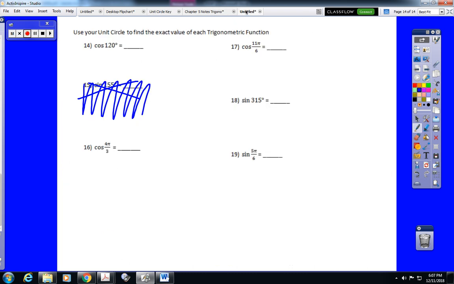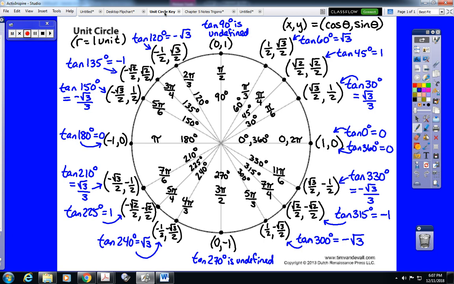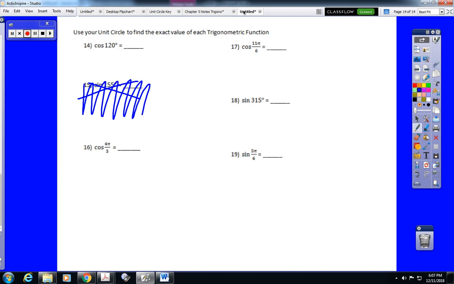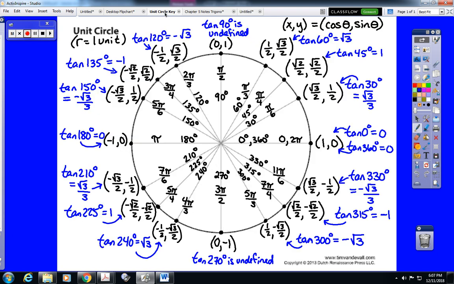Well, the cosine of 120 degrees. So we go to the unit circle, we find 120 degrees, we go out, and the cosine is the first number in that point. So the cosine would be negative 1/2. Cosine of 11 pi over 6. So we go to the unit circle, we find 11 pi over 6, which is a radian measure. It's 330 degrees. The cosine would be the first number, or root 3 over 2.